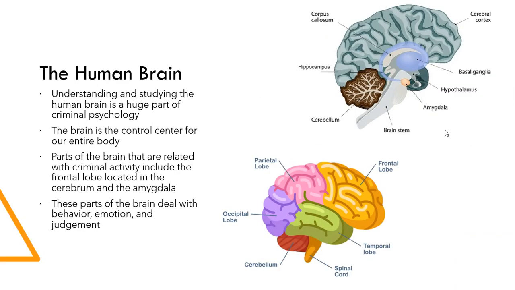The human brain. As you may know, understanding the human brain is a huge part of any type of psychology. This includes criminal psychology. Our brains are the control centers for our entire bodies. They control our memory, speech, thoughts, the movement of our limbs, and many of our organs. The brain is composed of the cerebrum, and brainstem, along with many other individual parts. The frontal lobe and the amygdala specifically are responsible for criminal activity in humans. The frontal lobe is pictured here, and the amygdala is pictured here.